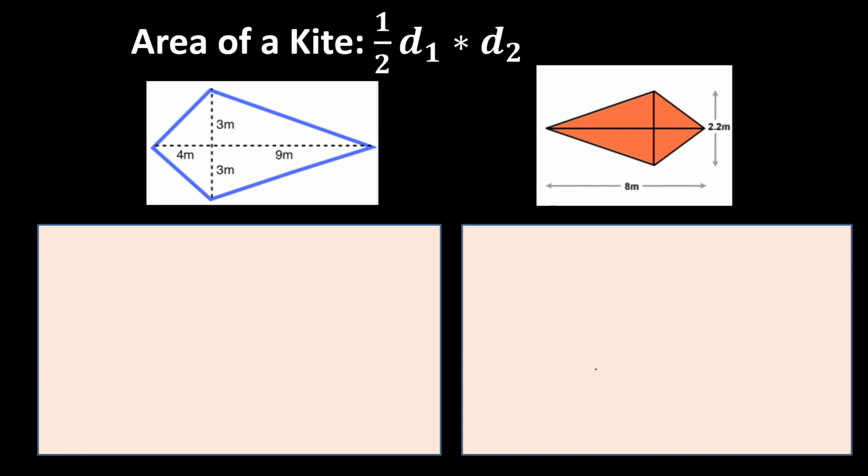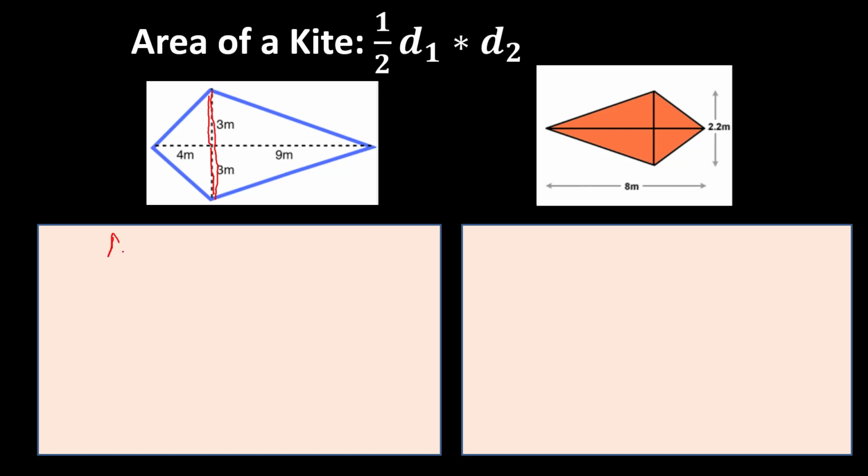Area of a kite. Area of a kite uses the formula 1/2 times diagonal 1 times diagonal 2. And so we need to talk about these diagonals for just a minute. The diagonal is the line from vertex to vertex. So on this particular image, we are given that half of the distance from the vertex to the center is 3. The other half of the distance is 3. So the entire diagonal 1 would be 6.